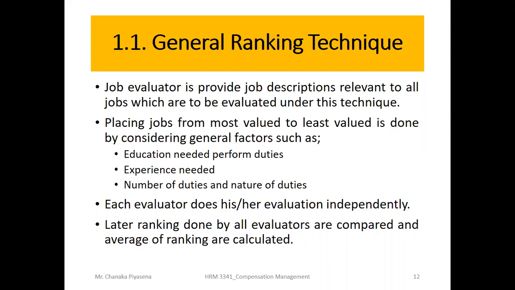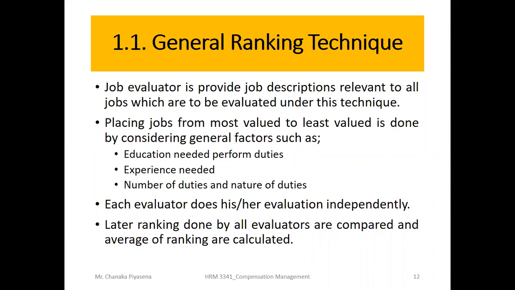In the evaluation, placing jobs from most value to least value is done by considering general factors like education, experience, number of duties, and the nature of duties. Each and every member of the expert panel evaluates independently, considering all these factors generally: education, experience, number of duties, and the nature of duties.